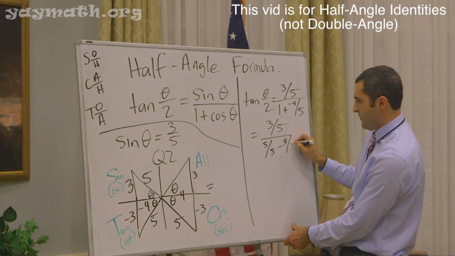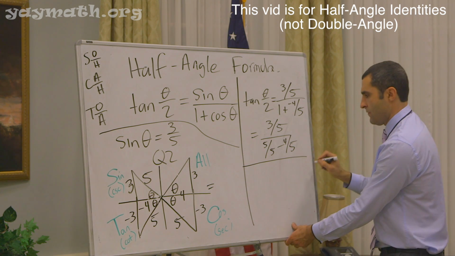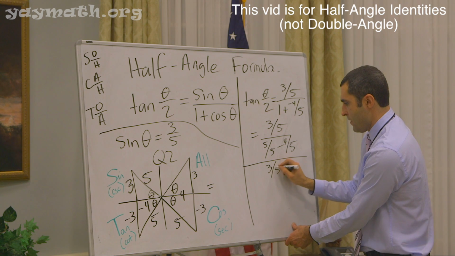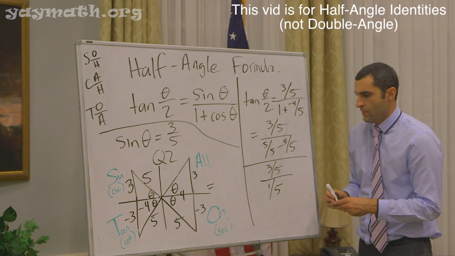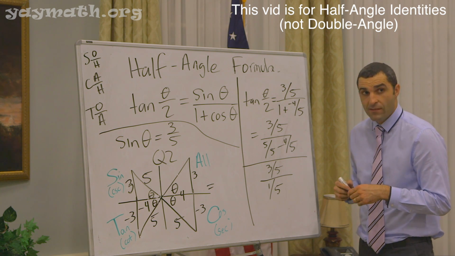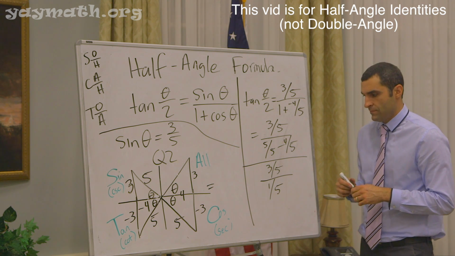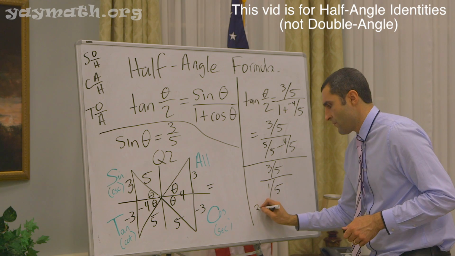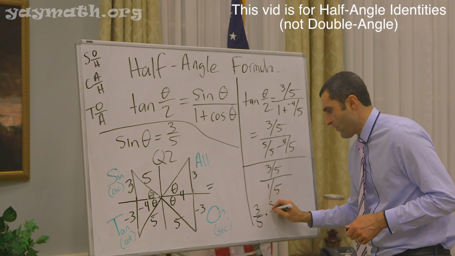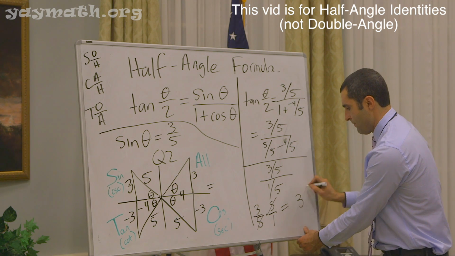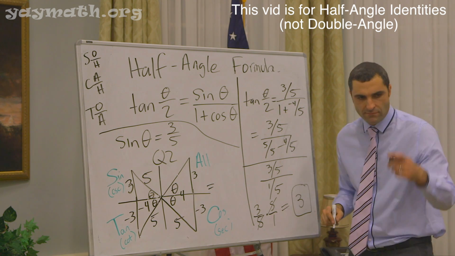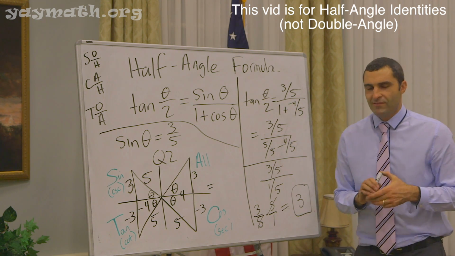And then it's going to be 1 over 5. So 3 over 5 over 1 over 5, which is 4 over 5... and then you can just do times 5 over 1. 3 over 5 times 5 over 1 is 15 over 5, which is 3. The answer is 3. Well done. Easy peasy lemon squeezy.